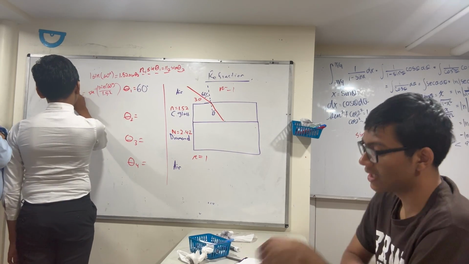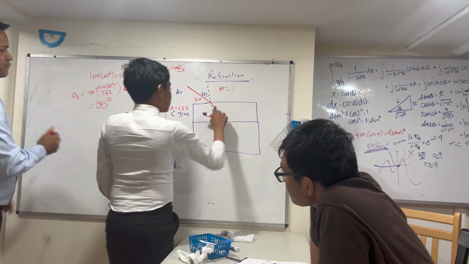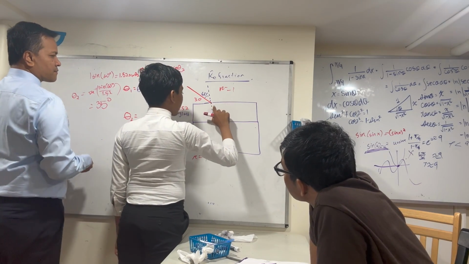Is it 35? 34.73. Okay, so 35. Okay, so with that knowledge, we can now make a more accurate drawing.